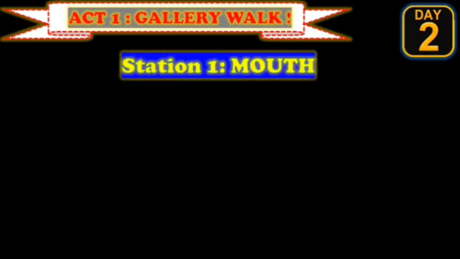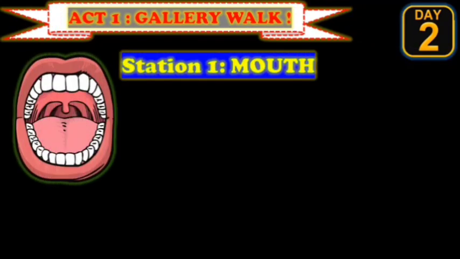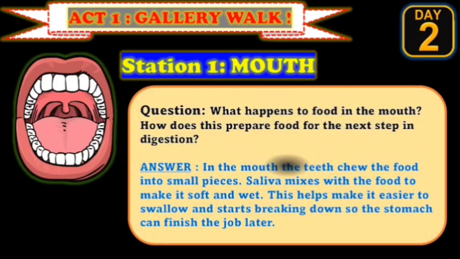In station number 1, the possible answer is, in the mouth, the teeth chew the food into small pieces. Saliva mixes with the food to make it soft and wet. This helps make it easier to swallow, and it starts breaking down so the stomach can finish the job later.